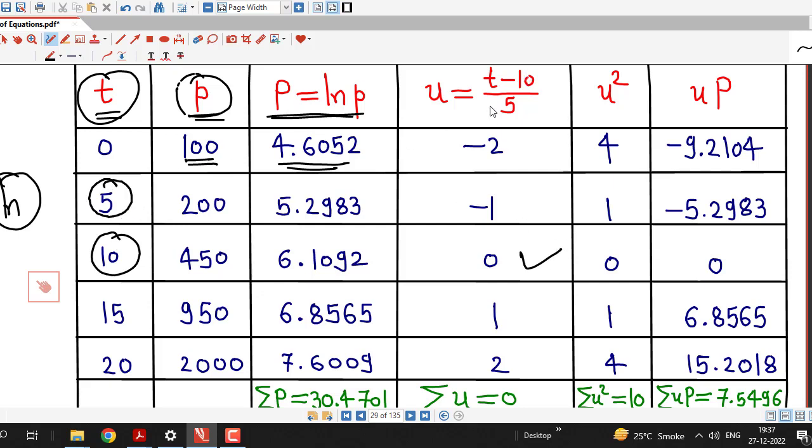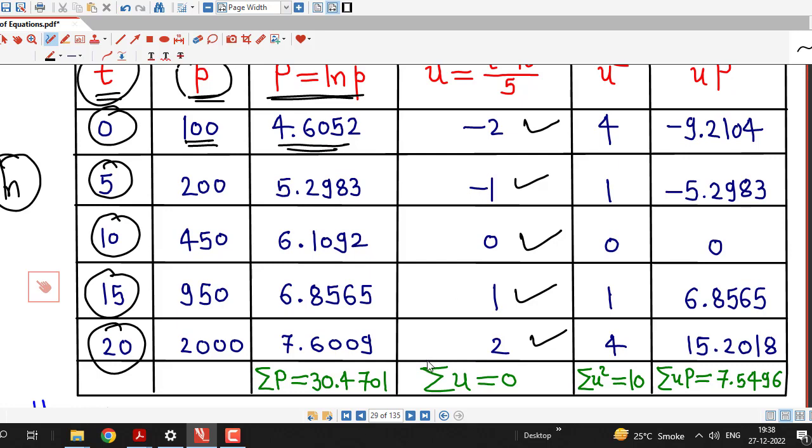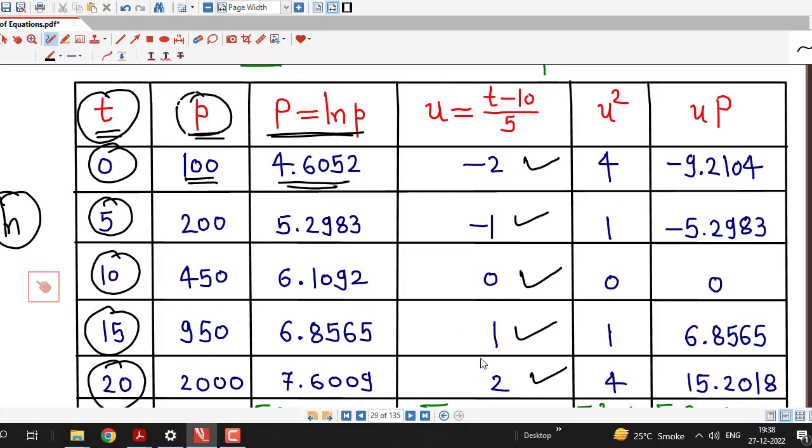If I take t equal to 5, I have 5 minus 10 divided by 5, that is minus 1. For t equal to 0, I have minus 2. For t equal to 15, I have 15 minus 10, that is 5 by 5, 1. For t equal to 20, I have 20 minus 10, that is 10 divided by 5, which is 2. And if we add all these values, we have sigma u equal to 0.